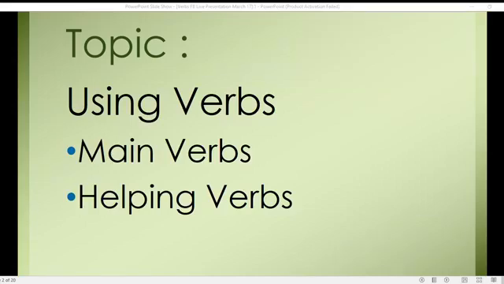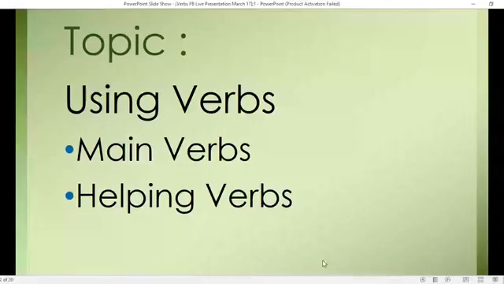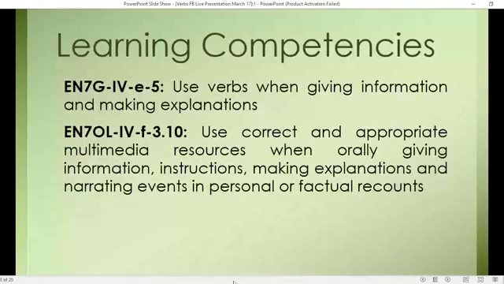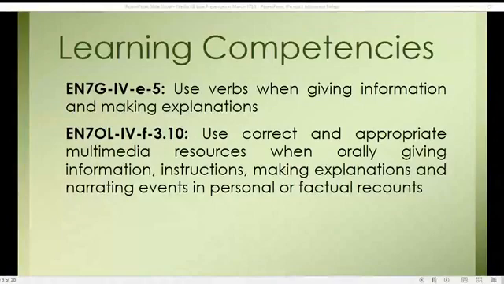So what are those kinds of verbs that we're going to discuss? So we have here main verbs and helping verbs. We have learning competencies, and those learning competencies are also included in our fourth module, which is based on the English Learner's Manual. If you have a learner's material, rather, you have to check it on pages 449 to 450. And these are the following.